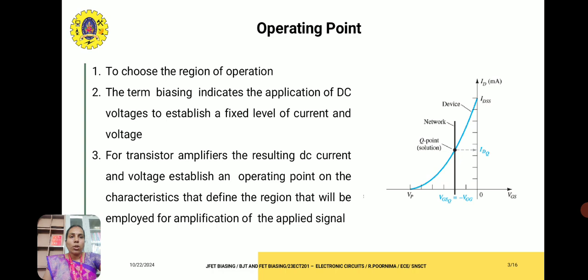So let's see the operating point. The need for the operating point is bias stability, to choose the region of operation. The term biasing indicates the application of DC voltages to establish a fixed level of current and voltage. For transistor amplifiers, the resulting DC current and voltage establish an operating point on the characteristics that define the region that will be employed for amplification of the applied signal.